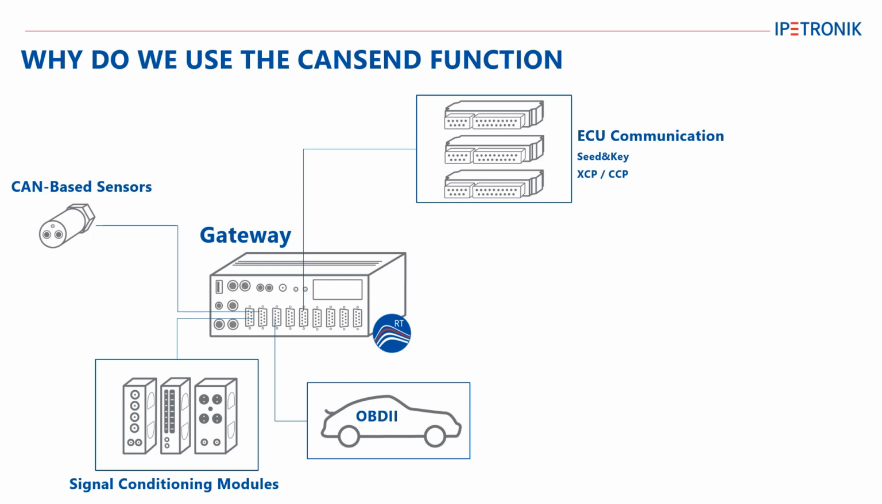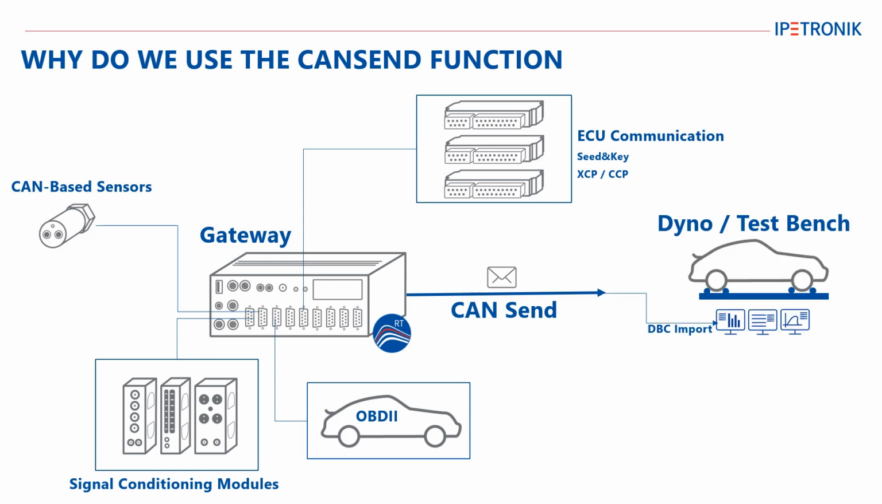If we want to send all the collected signals to a third-party system, the CANsend can be a very easy option to do so. We take all the signals, bundle them on one CAN, and send them to a third-party system. In this case, the example is a dyno. The computer controlling the dyno does not have any other jobs aside from controlling the dyno. It is not common for these devices to support things like OBD2 or ECU communication with Seed&Key files. It is, however, likely that they have an open CAN port that we can use to bring in our data. All it takes is an import of a DBC file.